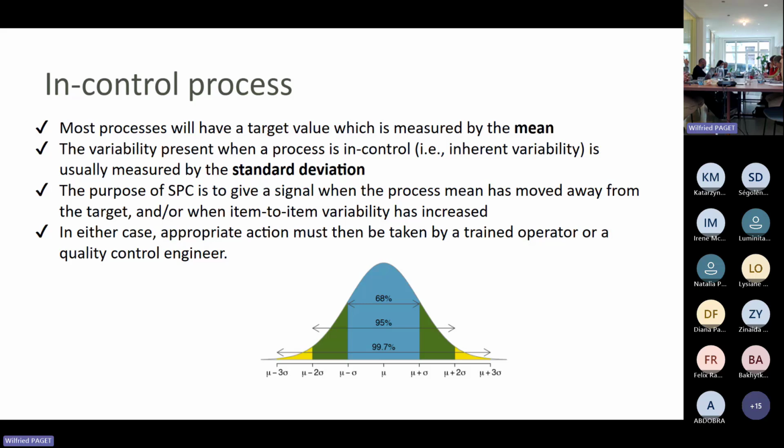So for the purpose of statistical process control, we want to give some signal of the process mean. If the mean moves away from the target, then we can check our process and check if the variability is stable or if this variability is increasing. In either case, we need to take appropriate action in order to check or to control the process.